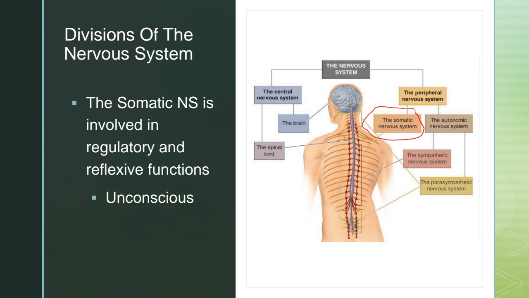Okay, so I should have skipped ahead here. The somatic nervous system, this is your regulatory and reflexive functions that are largely unconscious. These are things like respiration, pupil dilation, coughing, swallowing, vomiting. So these are automatic functions that happen without conscious effort and outside of our conscious awareness.